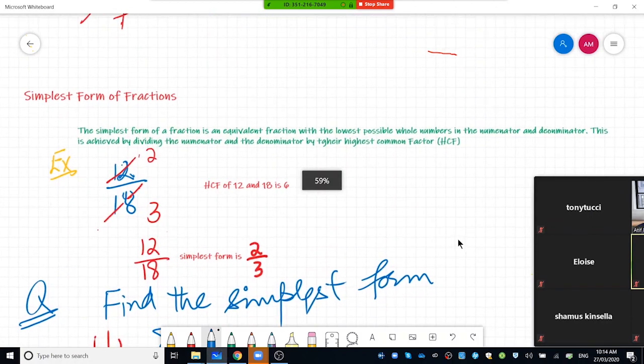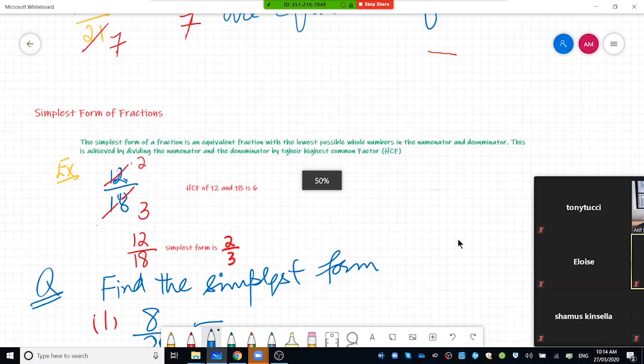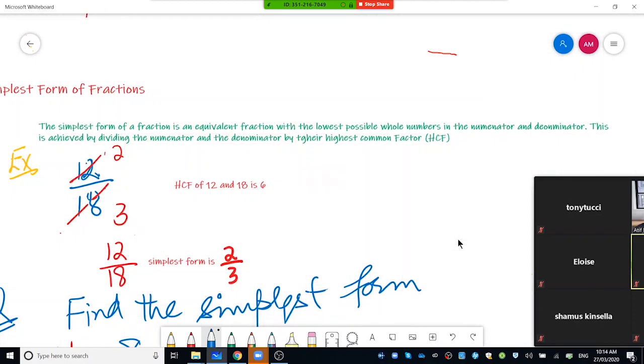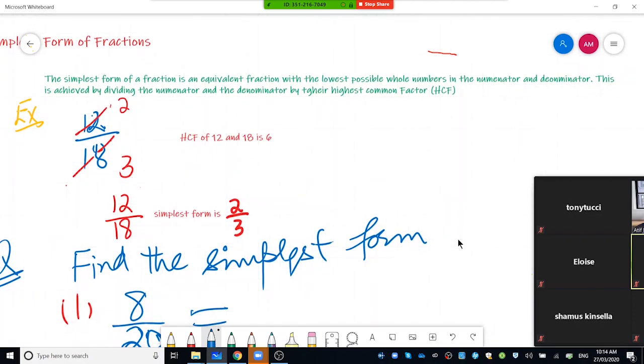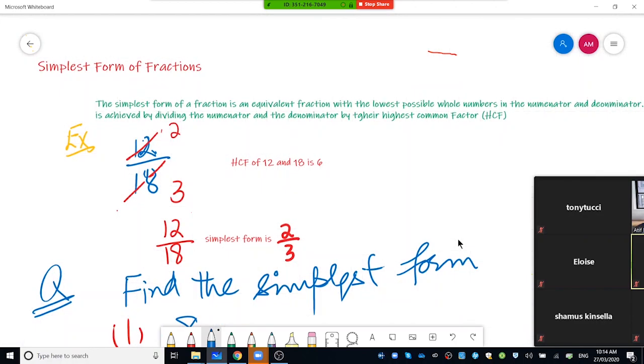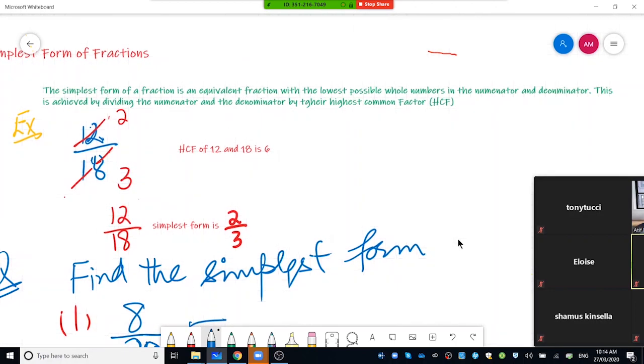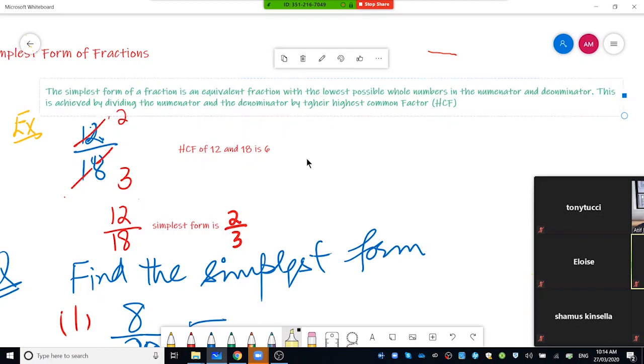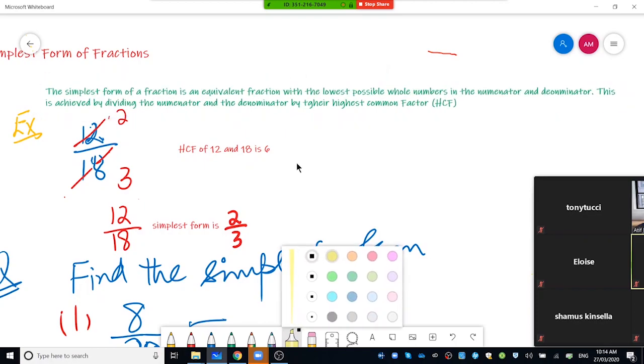Okay, so what is the simplest form of fractions? Up till now we have read two things, fractions and equivalent fractions. Now we come to the third part, the simplest form of a fraction. What is the simplest form of a fraction? The simplest form of a fraction is an equivalent fraction. Let me highlight it again.